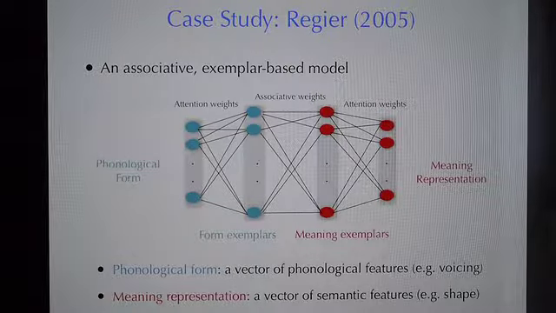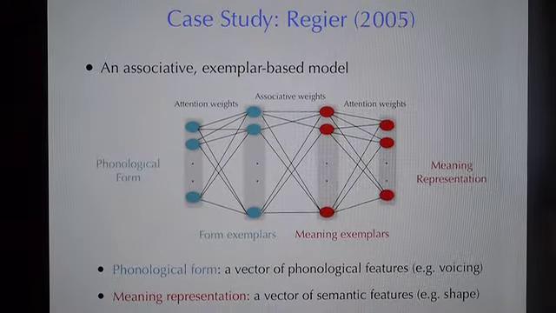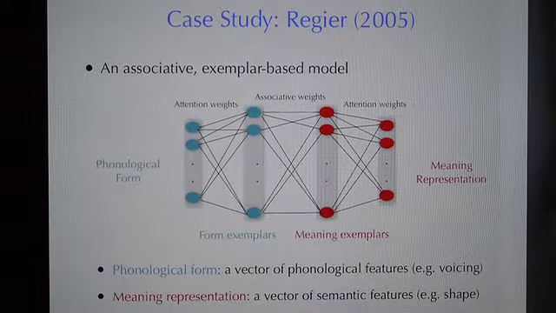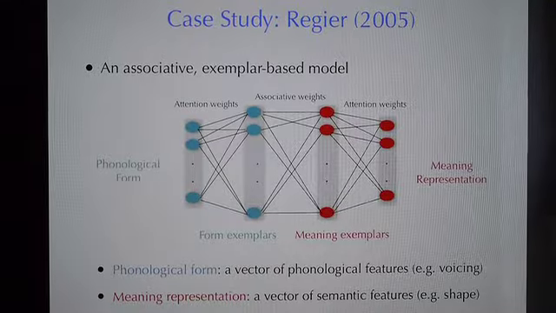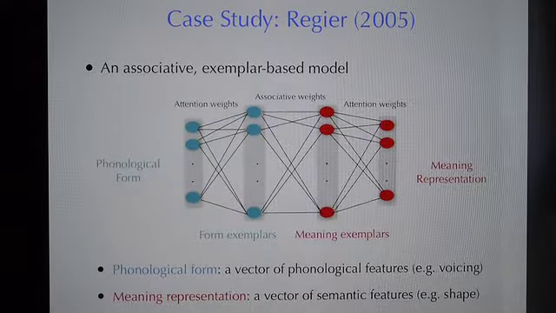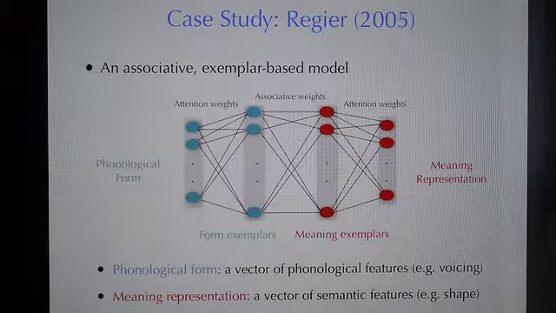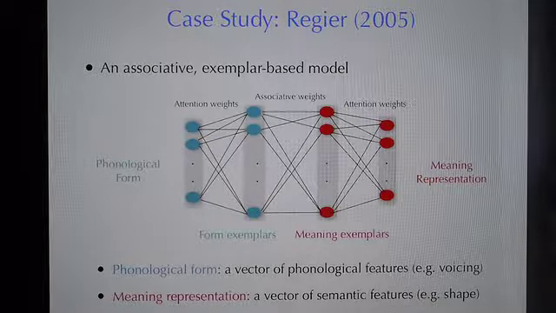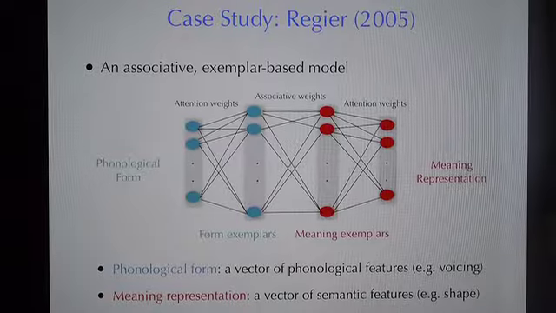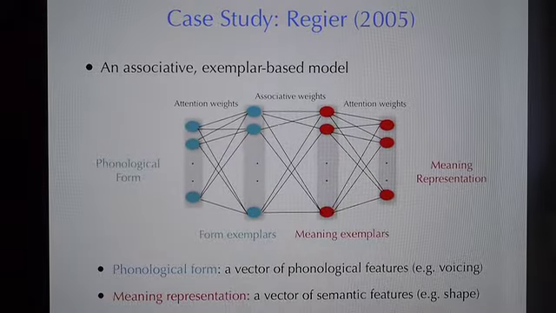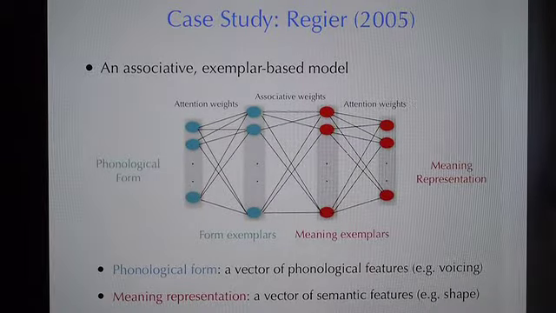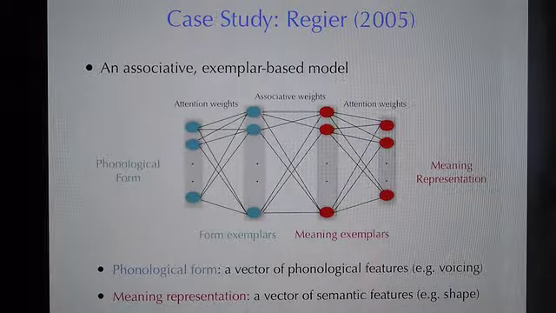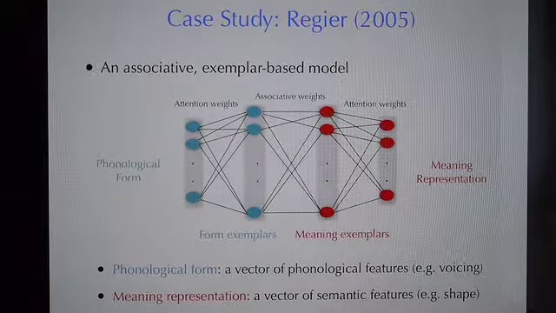So how are the input and output represented in this model? The phonological form is simply a vector of phonological features, for example, whether a particular phoneme is voiced or not. And the meaning representation is again simply represented as a vector of semantic features, for example, the shape and the size and the color. So in that sense, the representation is very similar to examples that we already saw when we were discussing connectionist models.